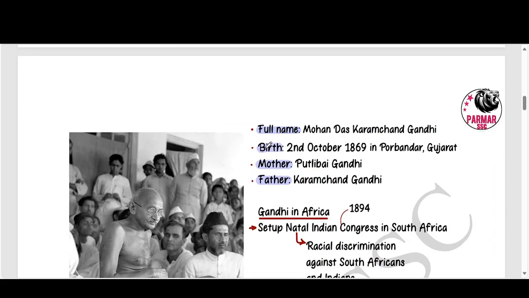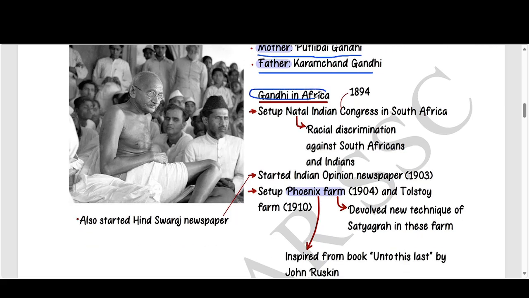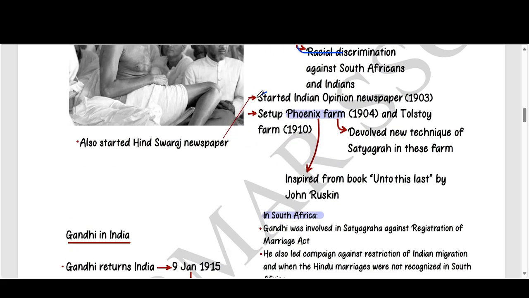Full name Mohandas Karamchand Gandhi, born 2nd October 1869 in Porbandar, Gujarat. Mother Putlibai Gandhi, father Karamchand Gandhi. Gandhi in Africa set up the Natal Indian Congress in South Africa in 1894, against racial discrimination against Indians. He started the Indian Opinion newspaper in 1903, established Phoenix Farm in 1904 and Tolstoy Farm in 1910.